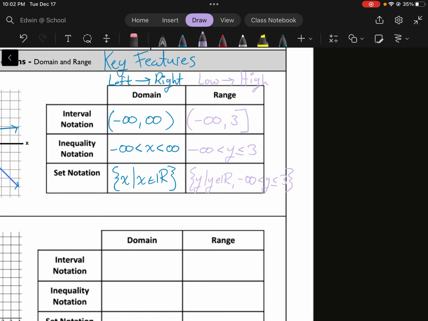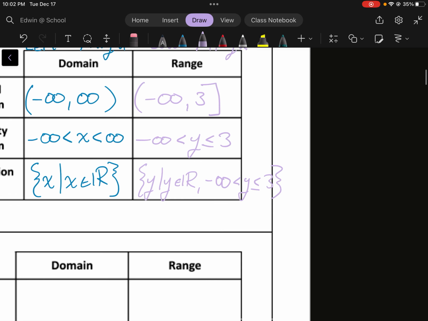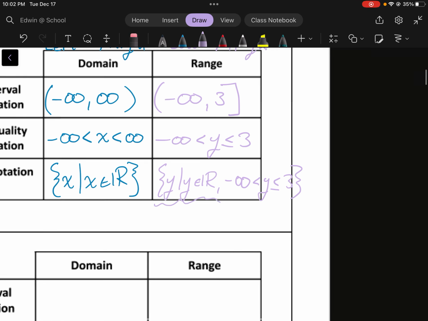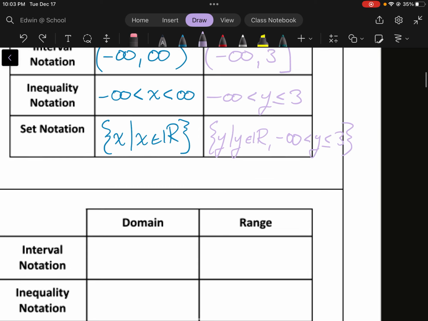I don't leave too much space for this one, but it's very similar. We just want to write the beginning of the set notation and then add the little inequality next to it with a comma.